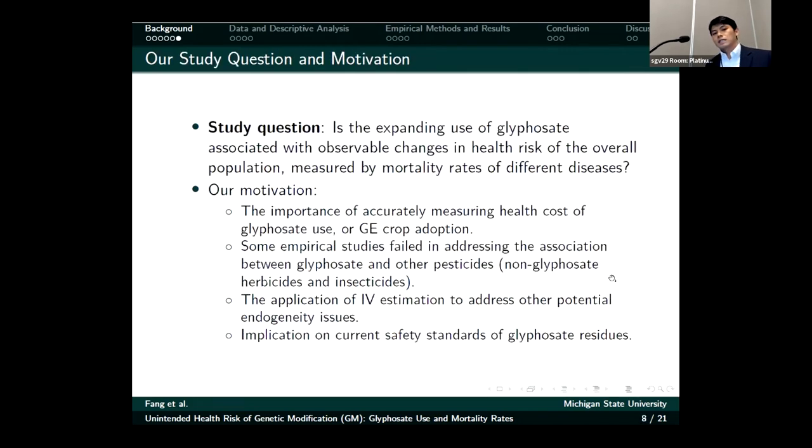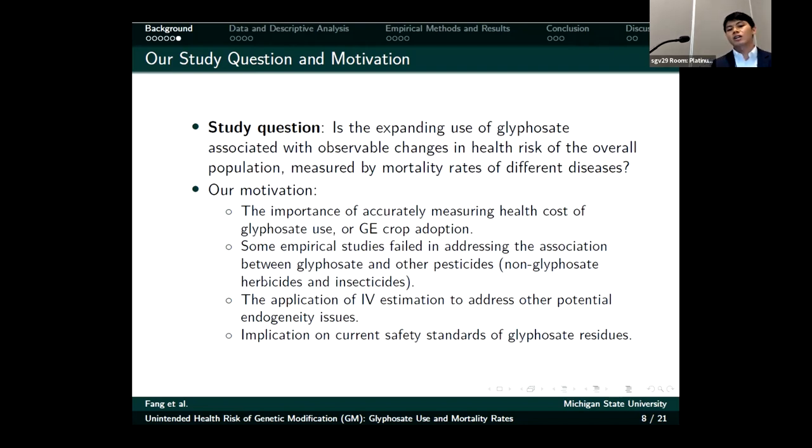To address all these challenges in the literature, our study aims at investigating whether the expanding use of glyphosate is associated with observable changes in health risk of the overall population, which is measured by mortality rates of different types of diseases based on data from the United States. And our paper is motivated by several factors.